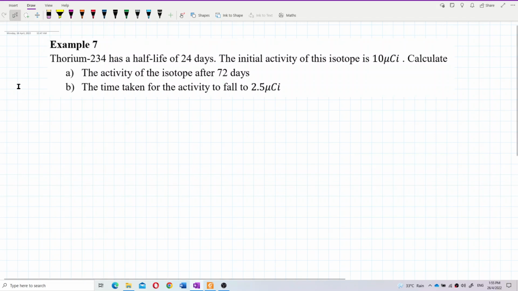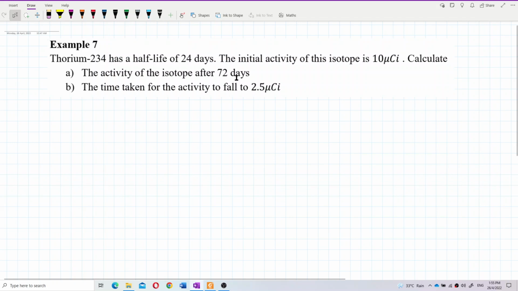Thorium-234 has a half-life of 24 days. The initial activity of this isotope is 10 microcurie. Determine the activity of the isotope after 72 days.